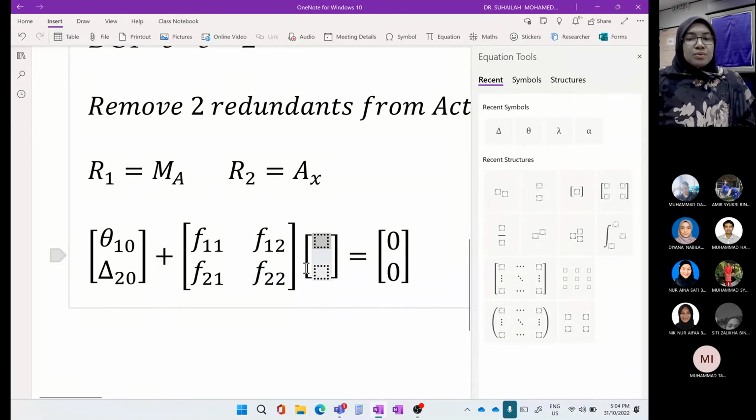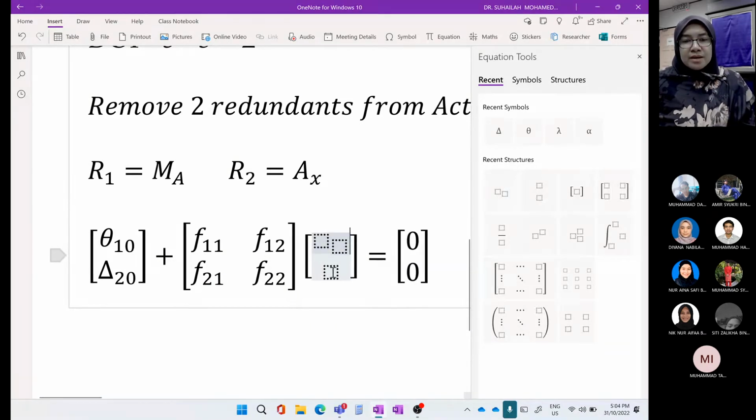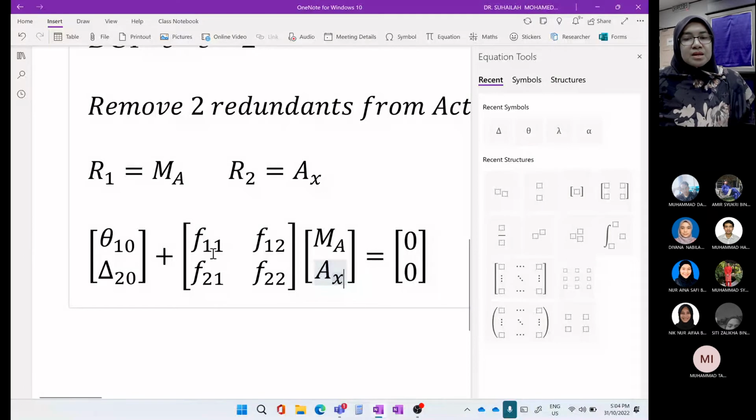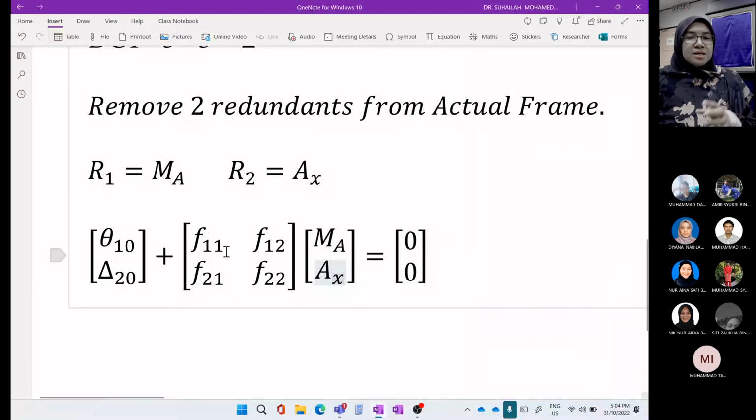Okay, and we have to multiply with the redundant. Redundant 1, redundant 2. Redundant 1 is MA. Redundant 2 is AX. Okay, so this is actually the compatibility equation, which will guide us what to do next.